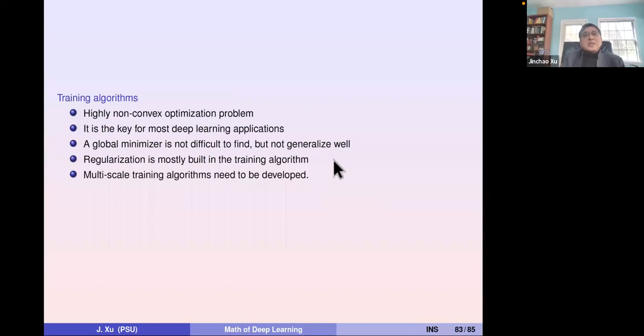And the training algorithm is the key, I think. I think it's the key to everything. We're solving a highly nonconvex optimization problem, and you need the right regularization and all that. But usually the training algorithm takes a lot of resources. I'm hoping that we use a multigrid technique to speed it up. We see some progress, but still a long way to go.